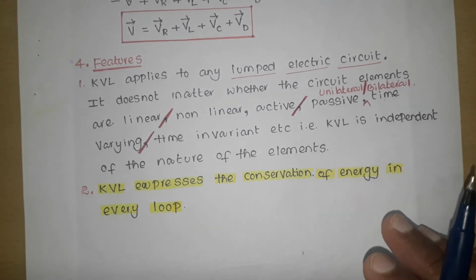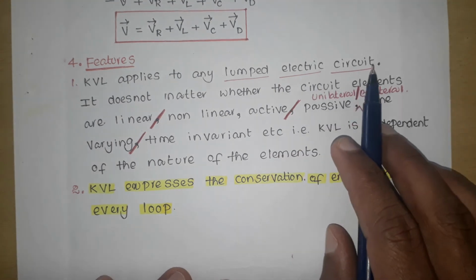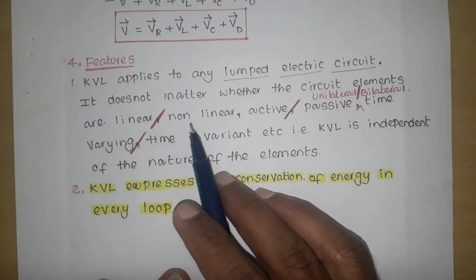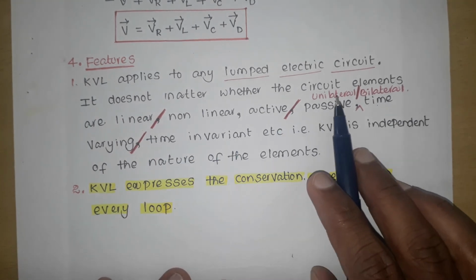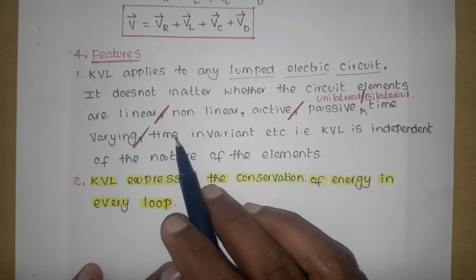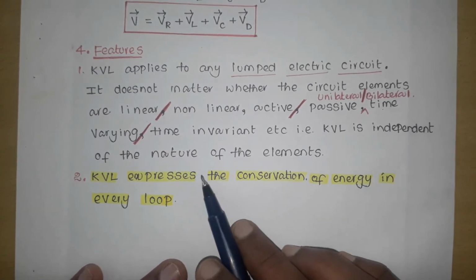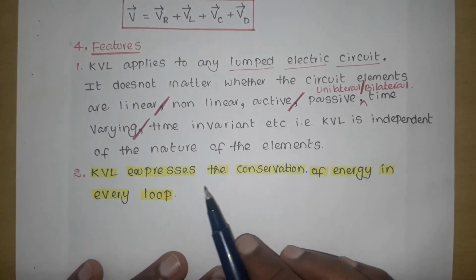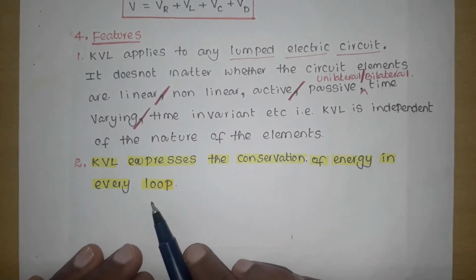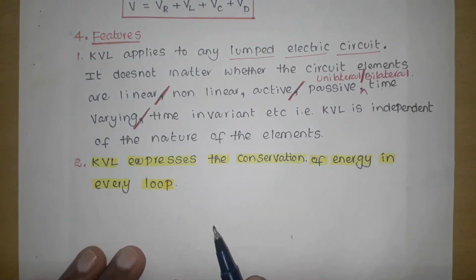Features of KVL. KVL applies to any lumped electric circuit. It does not matter whether the circuit elements are linear, non-linear, active, passive, unilateral, bilateral, time varying, time invariant, etc. That is, KVL is independent of the nature of the elements. So KVL expresses the conservation of energy in every loop.